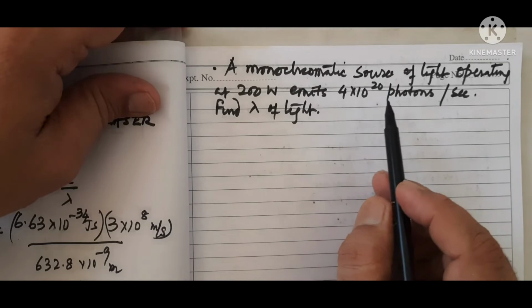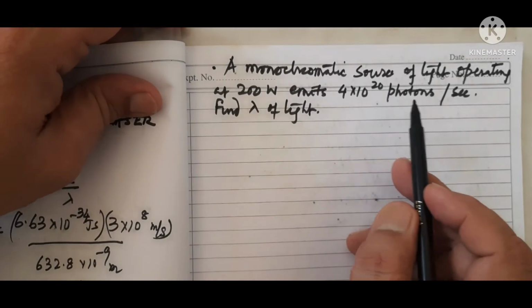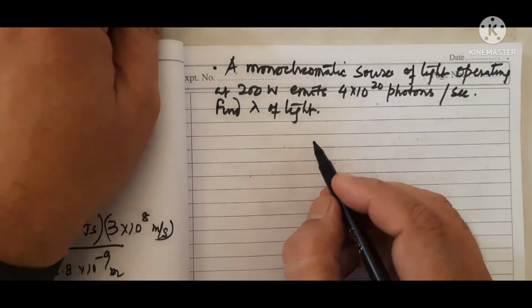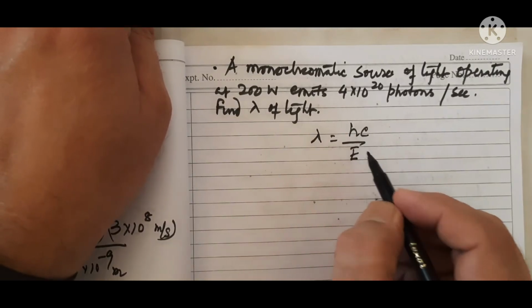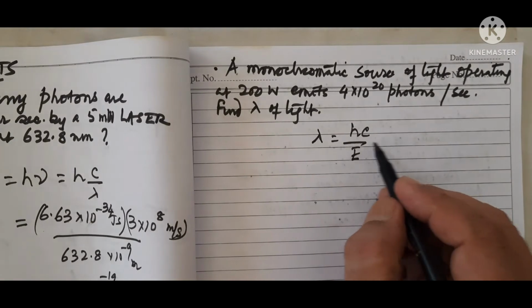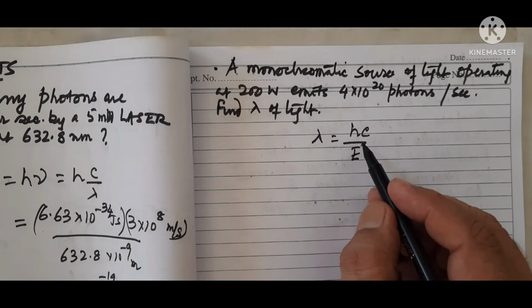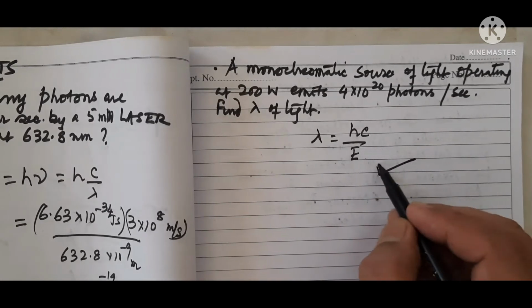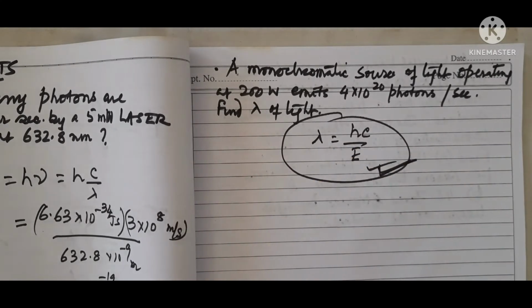Another question: a monochromatic source of light operating at 200 watt emits 4 into 10 to the power 20 photons per second. Find the wavelength of the light used. This is also more or less the same. Lambda is equal to hc by E. So just apply the different values. hc I told you, directly you can apply 1240 nanometer, and E is also given, so you can easily find it with the help of that equation. This calculation part is there and you can easily find it.